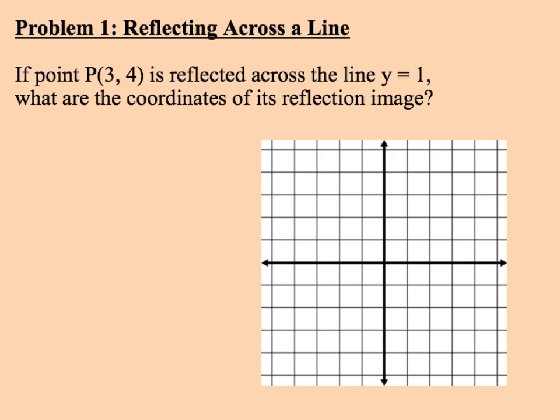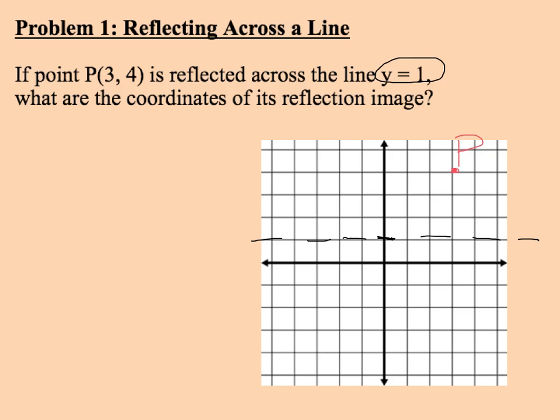First question, if point P (3, 4) is reflected across the line y equals 1, what are the coordinates of the reflected image? So first, I'm going to plot point (3, 4), and say that is P. And then what I'm going to do is plot the reflecting line, y equals 1, because it's different for everything. So I'm going to go up 1, and I would draw my tick mark left and right. So I'm going to draw my dotted line left and right.